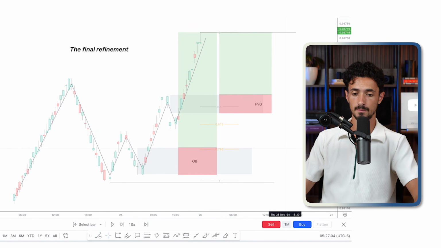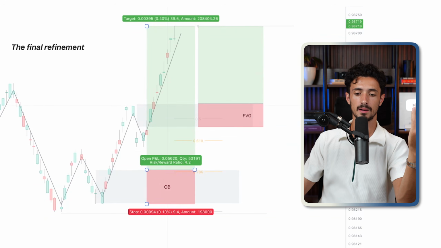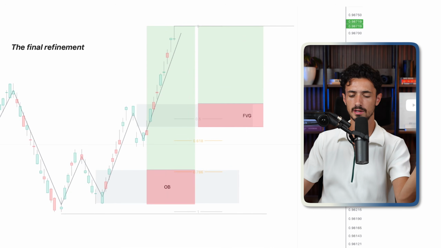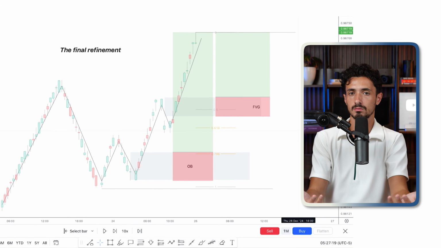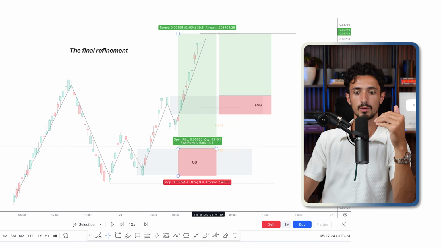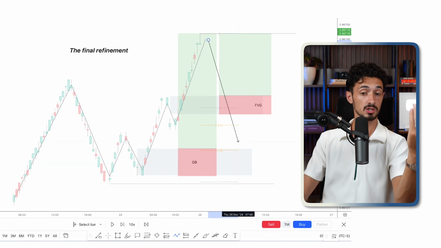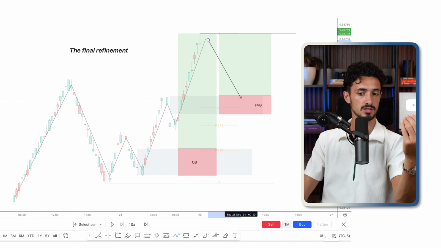The issue here is that there are two areas of interest, two confluences in the same price leg. There's an order block all the way down here, and there's a fair value gap up here. And so many traders struggle with this because the question becomes, well, what one do I use? Do I use the order block and hope that price comes all the way back down here? Do I use the fair value gap and hope that price doesn't come all the way back down here and instead trades away from this level?